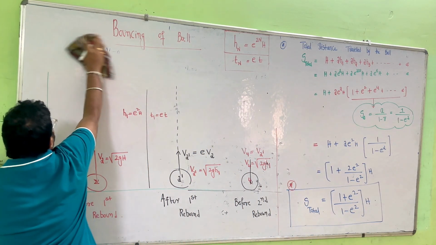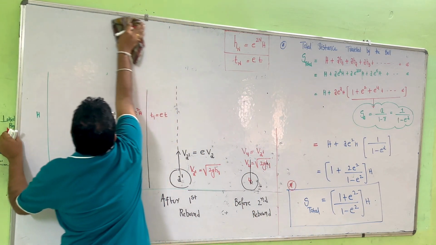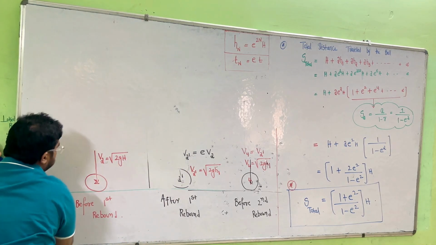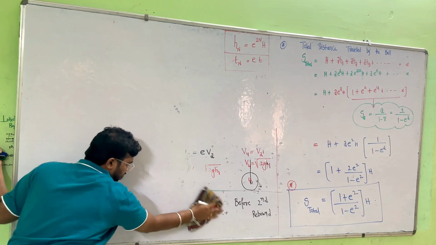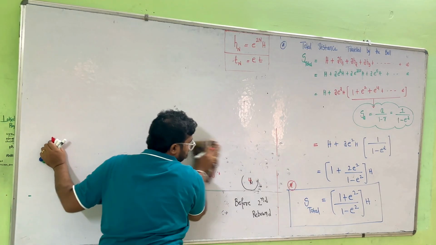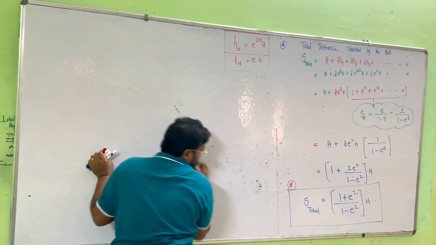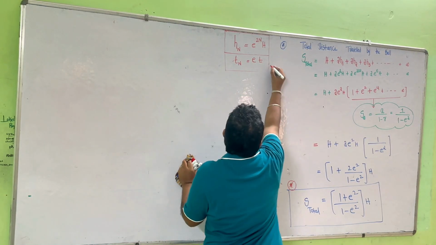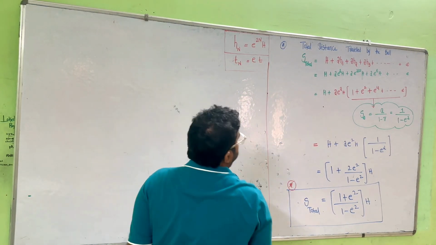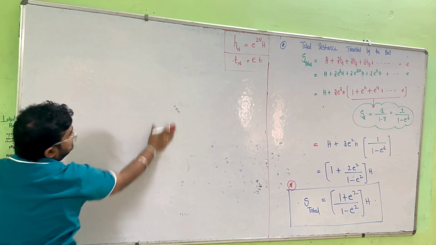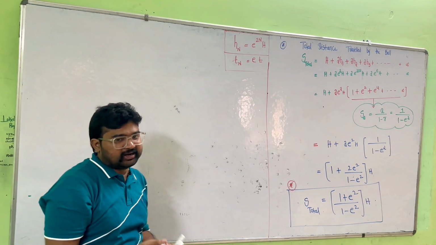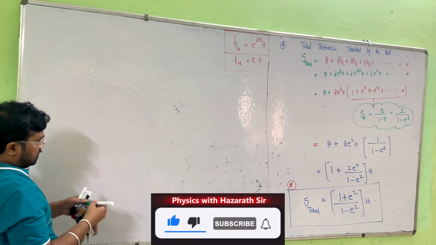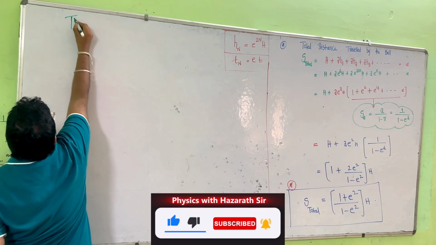Now coming to total time taken by the ball to travel the distance. Focus here. Total time taken by the ball, here to here. Now tell me, total time taken by the ball to travel that particular distance. Write down here: total time taken.